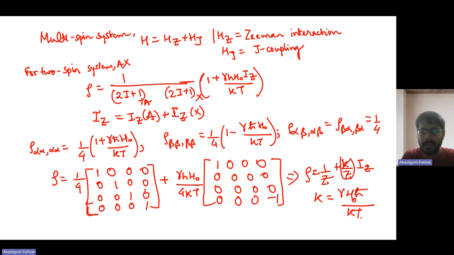So here this capital K is not the Boltzmann constant. This capital K is actually gamma h naught h bar by kT. Okay.